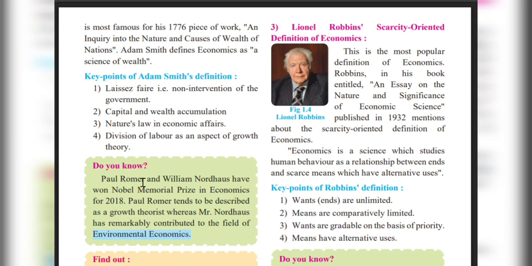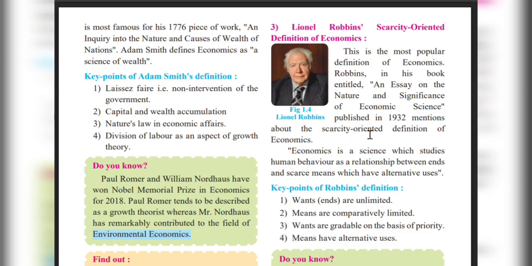Lionel Robbins, scarcity-oriented definition of economics. His definition is more popular definition of economics. So he also wrote a book, an essay on the nature and significance of economics, published in 1932. So then came Lionel Robbins, and his definition is one of the most important definitions in economics.